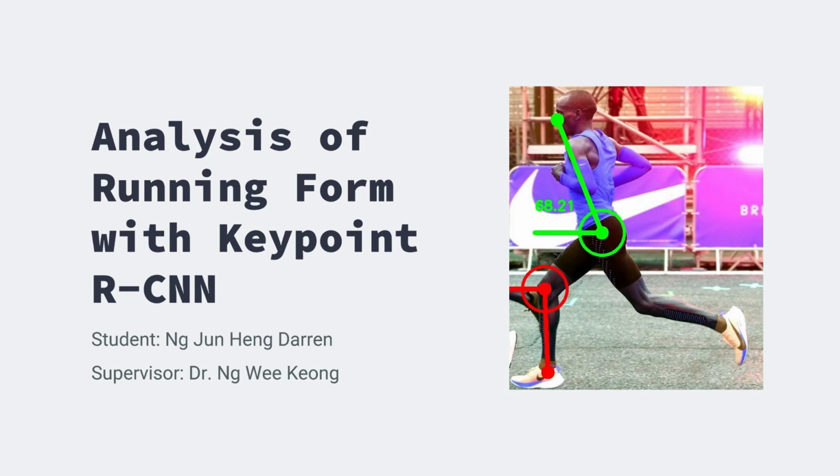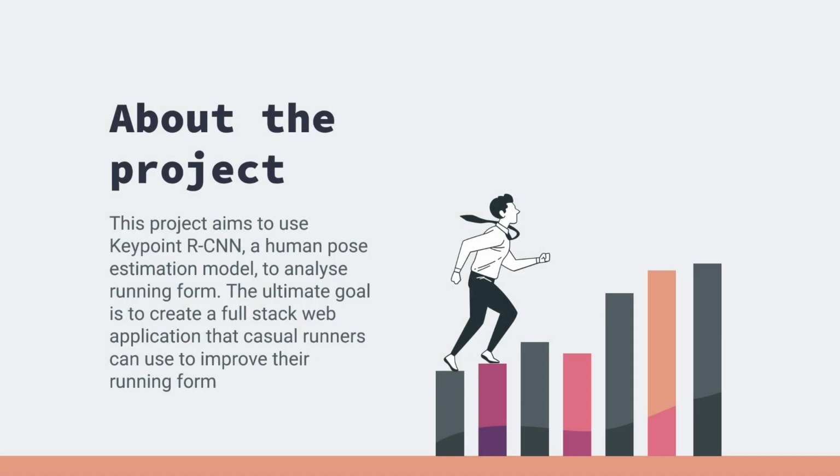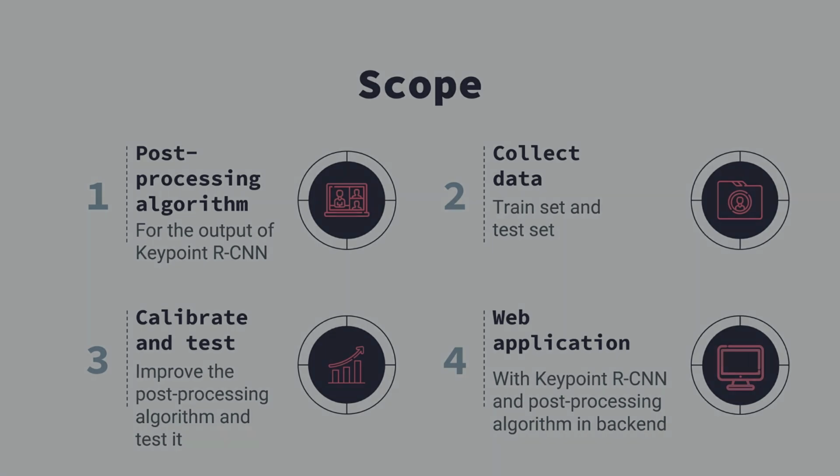Hello everyone, this is a walkthrough of my final year project which is titled Analysis of Running Form with Keypoint RCNN. My supervisor is Associate Professor Dr. Ng Wee Kiong. A little bit about the project. This project aims to use Keypoint RCNN, a human pose estimation model, to analyze running form. The ultimate goal is to create a full-stack web application that casual runners can use to improve their running form.